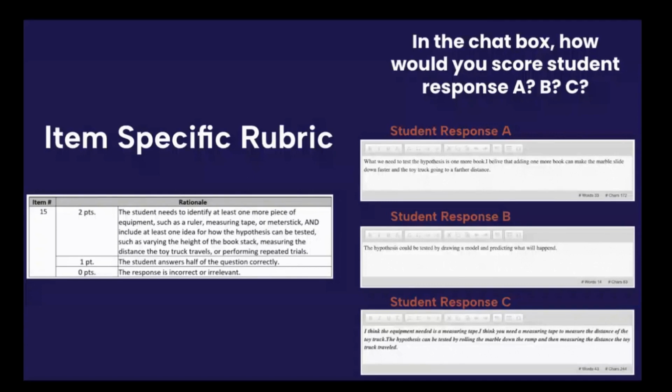So let's look at how TEA rated these student responses. For student response A, the score was a 1 point. Student response B, the score was a 0. And student response C, the score was a 2.